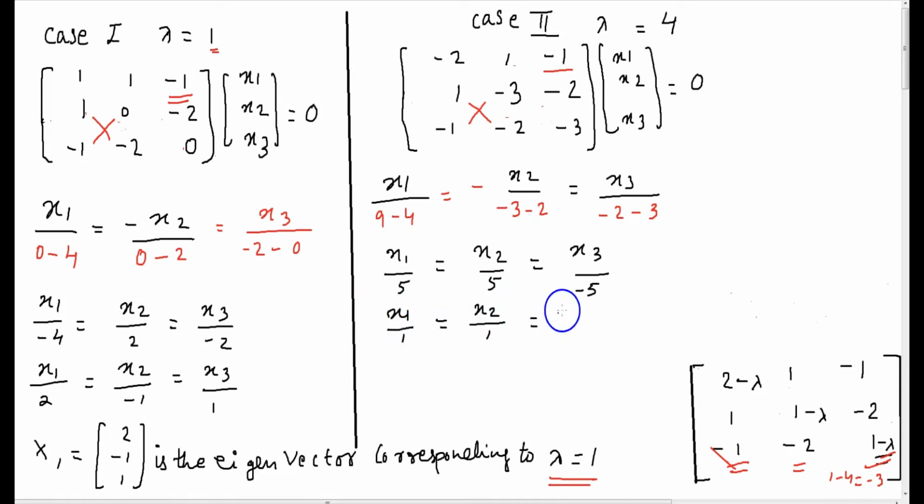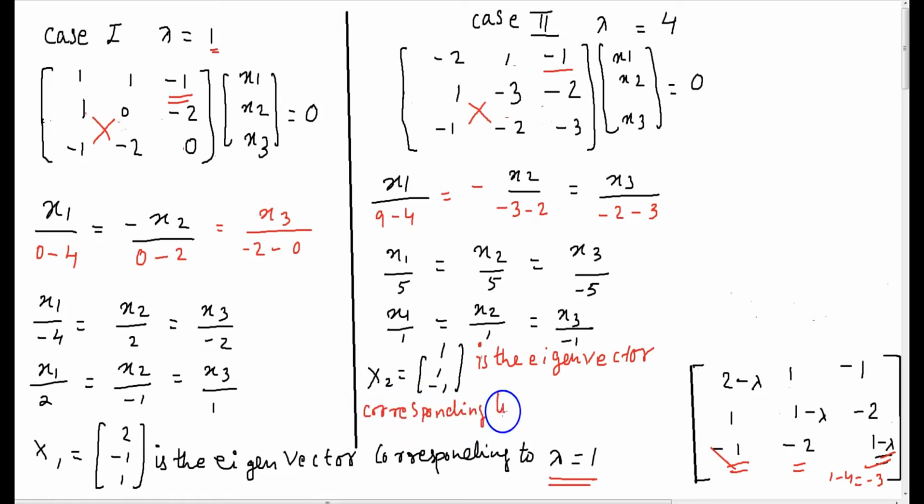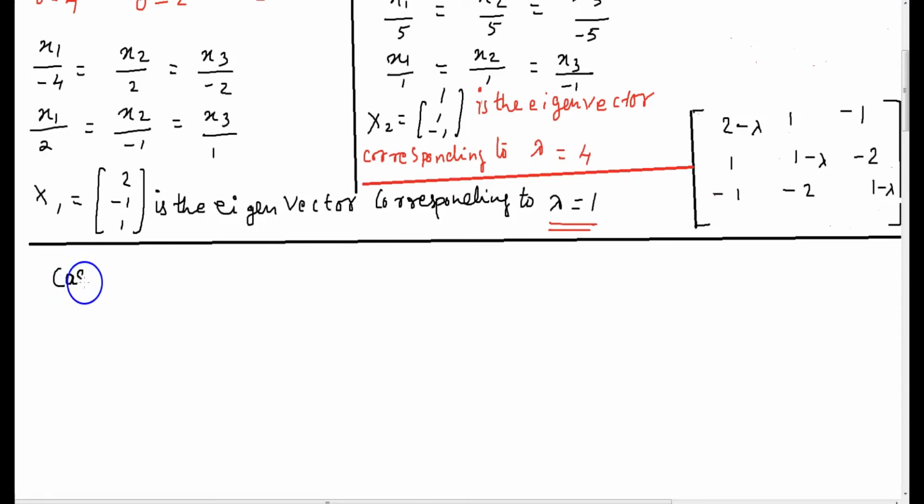Eliminating common factor 5 from denominator, we get x1 by 1, x2 by 1, x3 by minus 1. That gives the vector x2 as 1, 1, minus 1. Then 1, 1, minus 1 is the eigenvector corresponding to lambda is equal to 4.